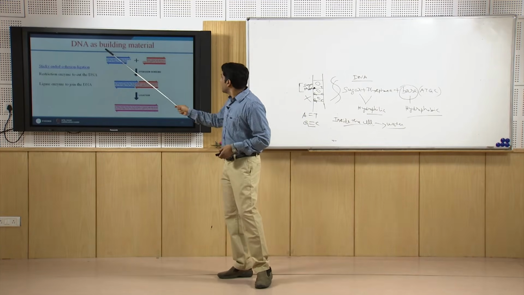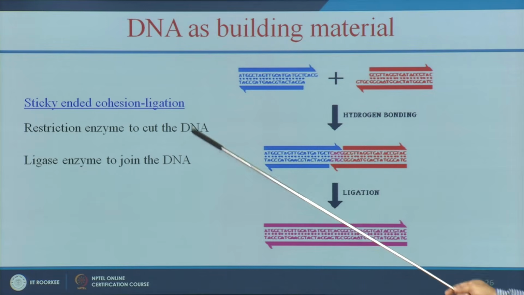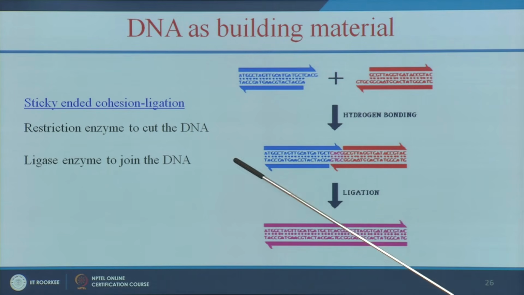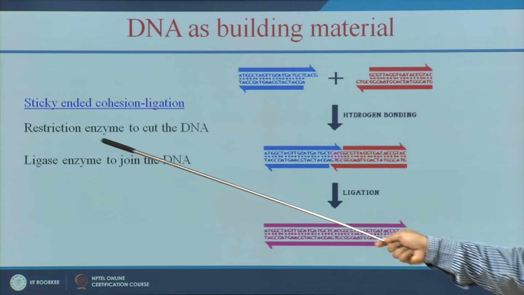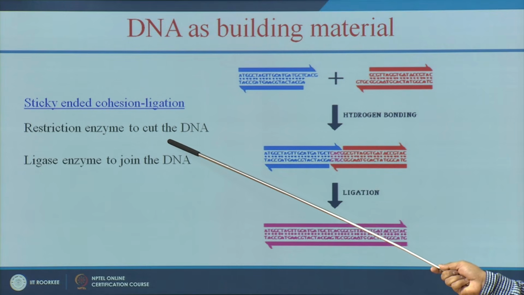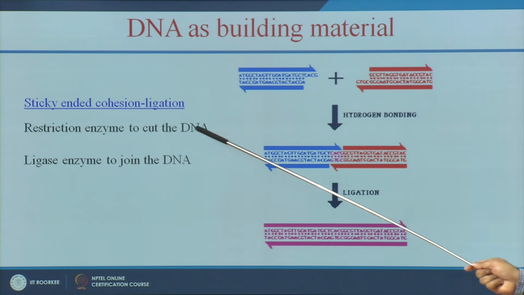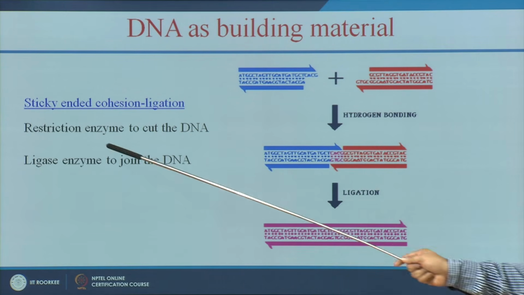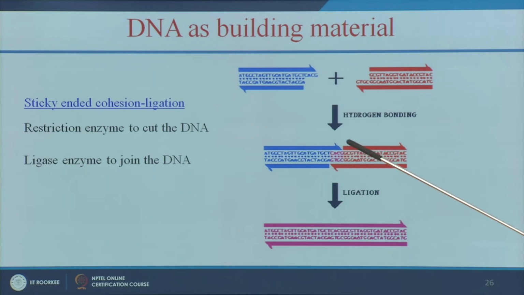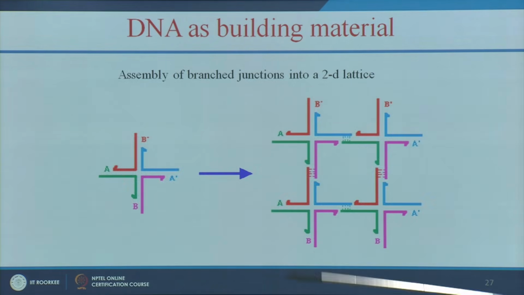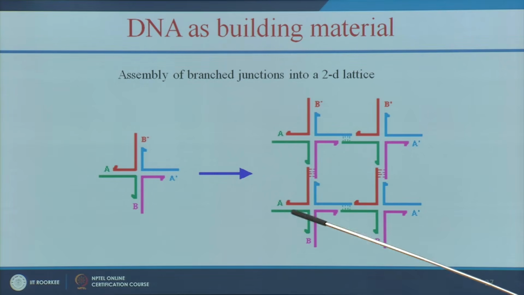So, we can use DNA as a building material. Here two important enzymes play a major role. The first one is the restriction enzyme, also called a molecular scissor. It can cut the DNA at a specific site. Another enzyme is ligase, which can join two DNA fragments. So, using this self assembly principle, we can make different kinds of nanostructures and we can reach even a 2-dimensional lattice.